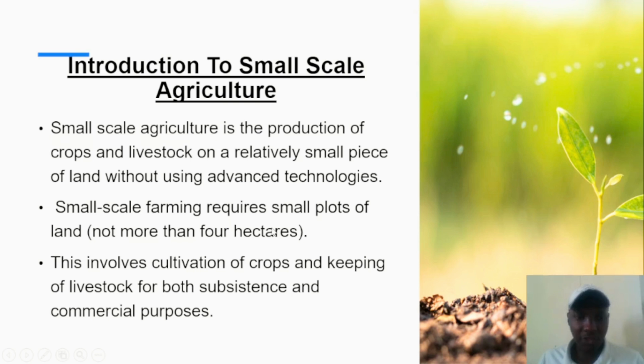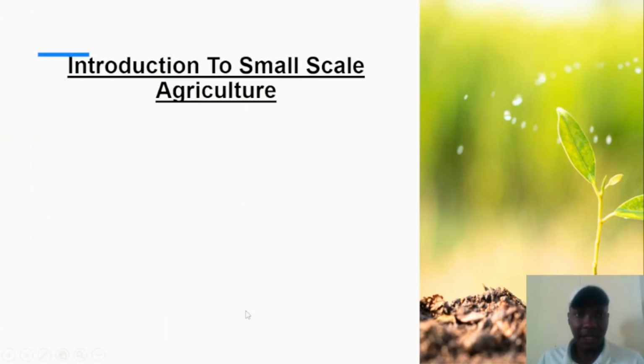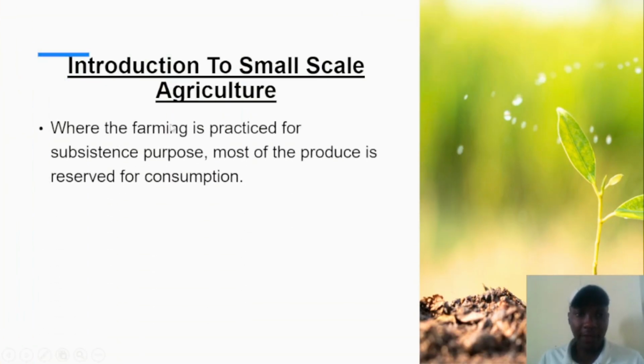Now, small scale agriculture involves the cultivation of crops and keeping of livestock for both subsistence and commercial purposes. So you get why small scale agriculture can be carried out. It involves the cultivation of crops and keeping of livestock for these two purposes, the subsistence purposes and the commercial purposes.